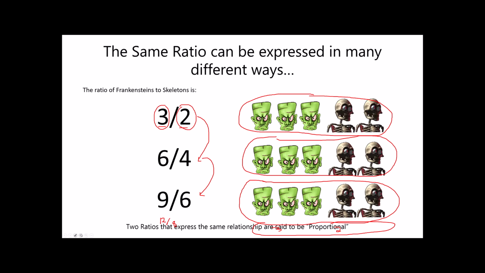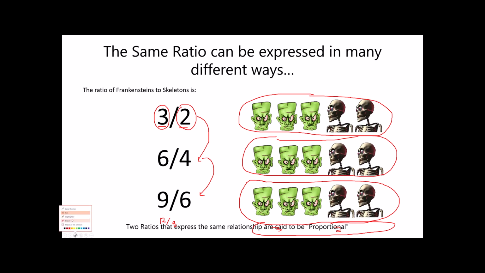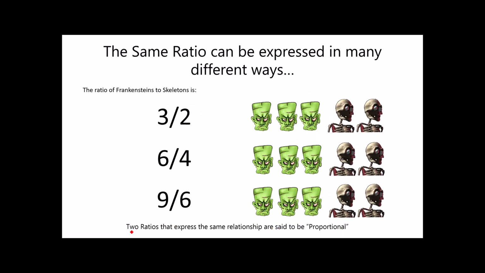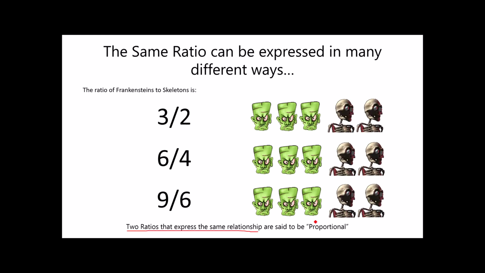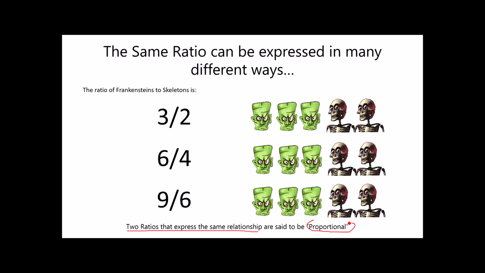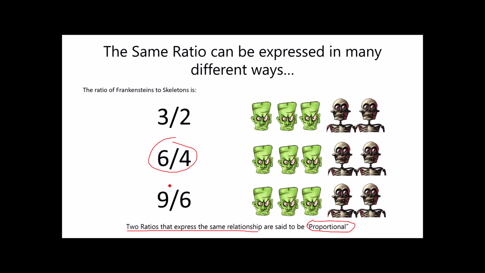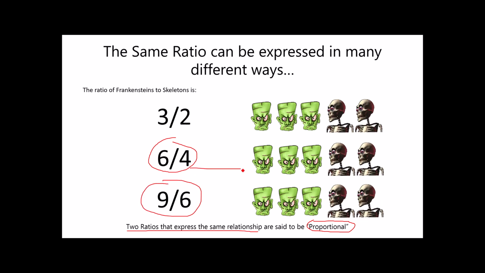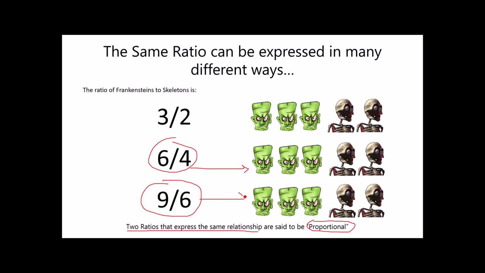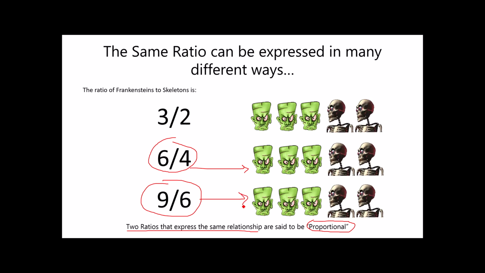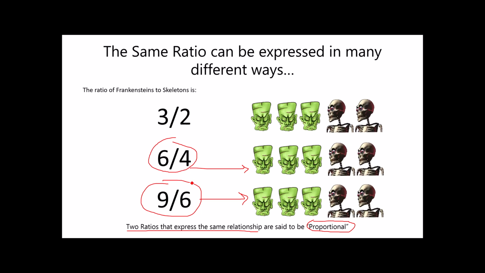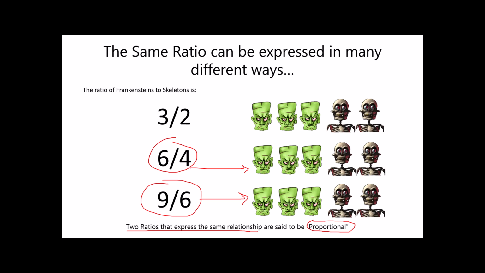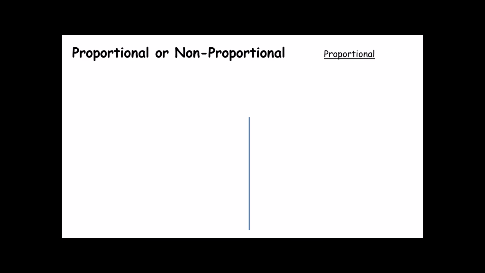When we say that 2 ratios are expressing the same relationship, we say they are proportional. In other words, if I take any 2 fractions or any 2 ratios that represent this same pattern or this same relationship, I can say that these 2 fractions or ratios are proportional to one another. Let's talk about what that looks like in some other scenarios.